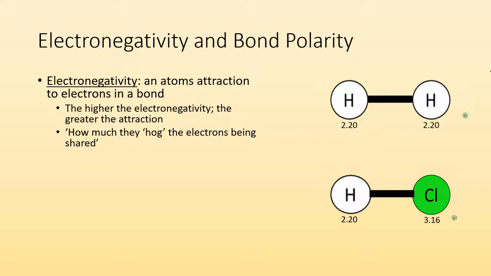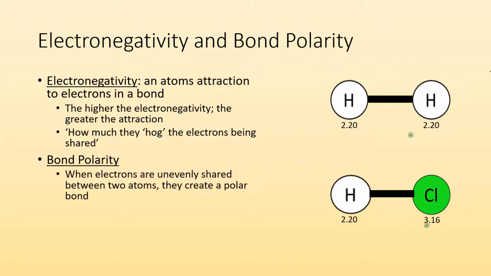So I have two molecules here. One's H2 and one's HCl, right? So when we're talking about bond polarity, when electrons are unevenly shared between the two atoms, they create a polar bond. So you can see hydrogen, since they have the same electronegativity, they're going to form a non-polar bond. They're sharing that electron evenly. It goes around the right hydrogen once, goes around the left hydrogen once, and they just kind of evenly share it.